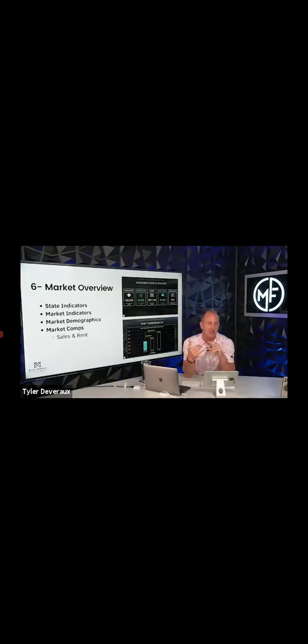So we'll cover things like state indicators, the metro indicators, what's happening in the state, what's happening in the metro that's favorable. We'll cover demographics. I'll give you some examples of these things, I promise you. And then just market comparables. Market comparables allow you to explain your return projections. So we'll go through rent comparables and sales comparables. And listen, that's another key aspect too.